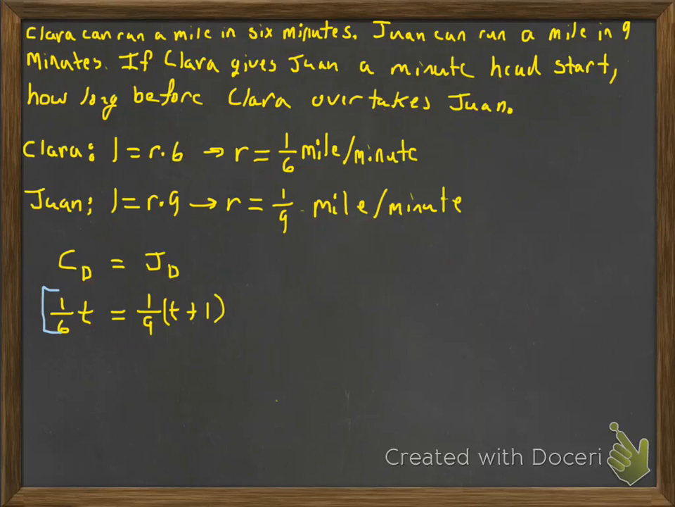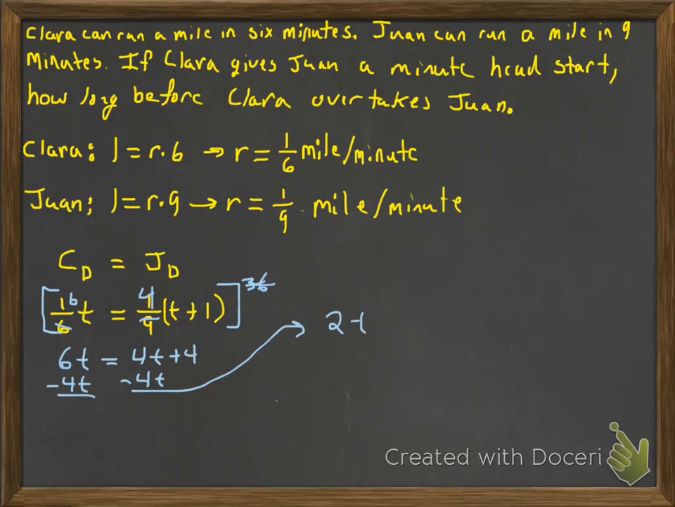Okay. Now what we'll go ahead and do is we'll clear the fraction. So the LCM here is 36. 6 goes into 36 6 times, so we'll have 6t. And then 9 goes into 36 4 times. Okay. And then we'll go ahead and distribute the 4. Then we'll subtract 4t from both sides, and then we will divide by 2, and we'll find that Clara is going to overtake Juan in 2 minutes.